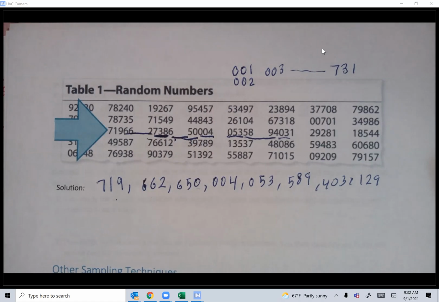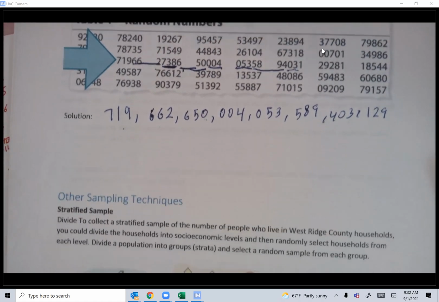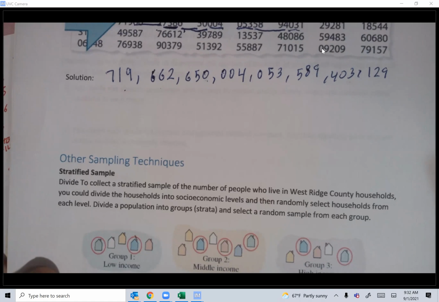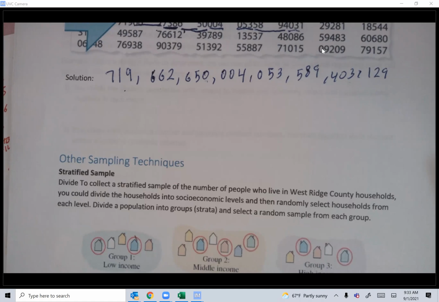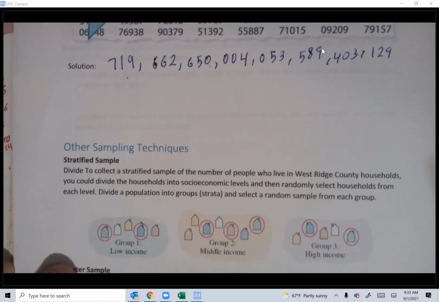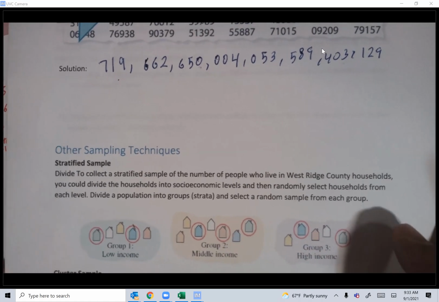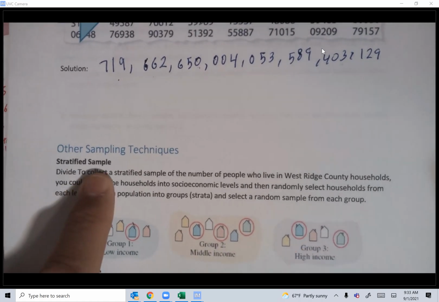All right. Other sampling techniques. The first technique we said is a simple random sample, where every member of the population has the same chance of being selected. This is a very good way of putting people in a sample. Now, let me tell you the next sampling technique that we're going to talk about. It's called the stratified sample.